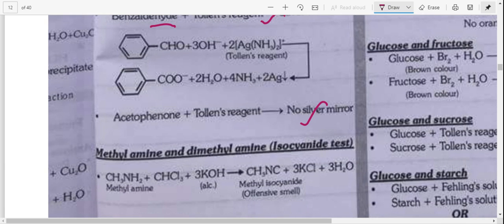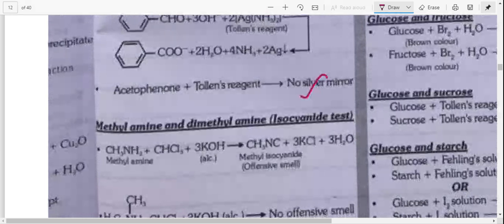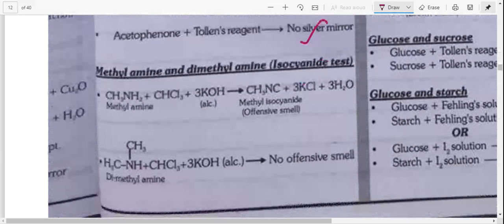Next, methylamine and dimethylamine by the isocyanide test. This is also very important. In the isocyanide test, we use CHCl3 and KOH. So when primary amine methylamine, CH3NH2, is reacted with CHCl3 and KOH, it gives CH3NC. It will give isocyanide.